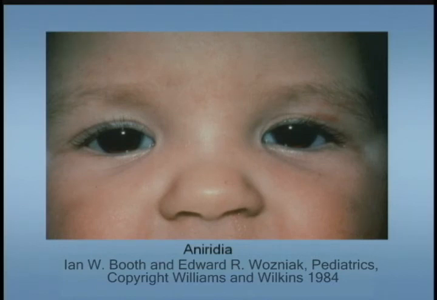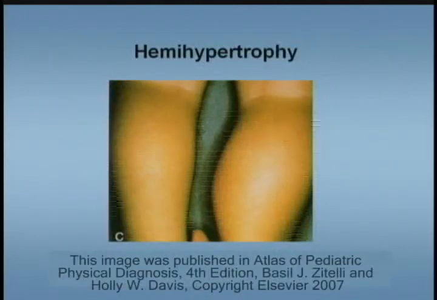No color to the eye. And here I have an example of hemihypertrophy. It occurs, see here, this leg seems to be more developed than the other leg, and it can also happen with the arms. Patients with, as soon as you see that association of an aniridia and hemihypertrophy, think right away of Wilms tumor.